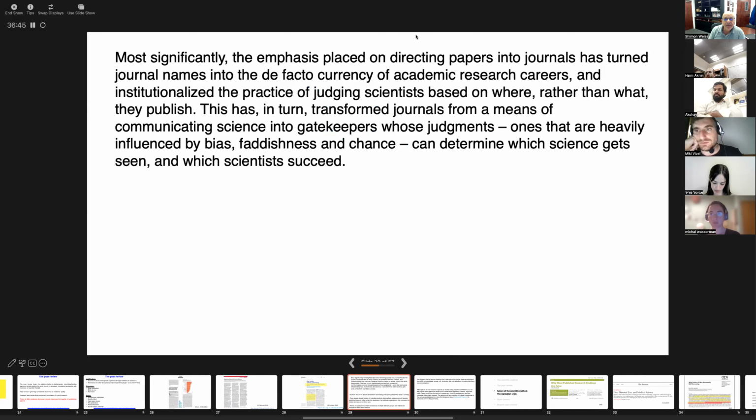More significantly, the emphasis placed on directing papers into journals has turned journal names into the de facto currency of academic research careers and institutionalized the practice of judging scientists based on where rather than what they publish. This has in turn transformed journals from means of communicating science into gatekeepers whose judgments, ones that are heavily influenced by bias, fetishness, and chance, can determine which science gets seen and which scientists succeed.